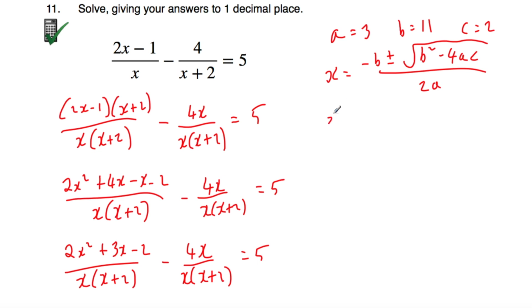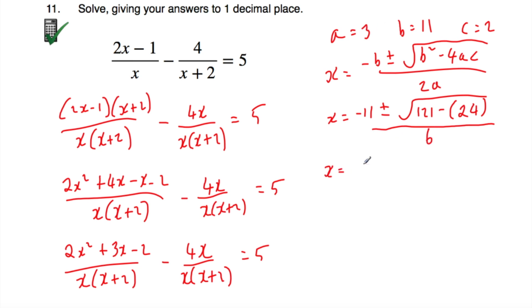And if we substitute in the values, x equals negative b, so it's going to be minus 11, plus or minus the square root of b squared, that's going to be 121, minus, and then I like to put this bit in a bracket, 4 times a times c. So 4 times a, which is 3, times c, which is 2, is equal to 24. And that's all divided by 2a, and 2 times a, 2 times 3 is 6. And then if we simplify what's under the square root, we're going to get minus 11 plus or minus the square root of 121 take away 24 is equal to 97 all over 6.